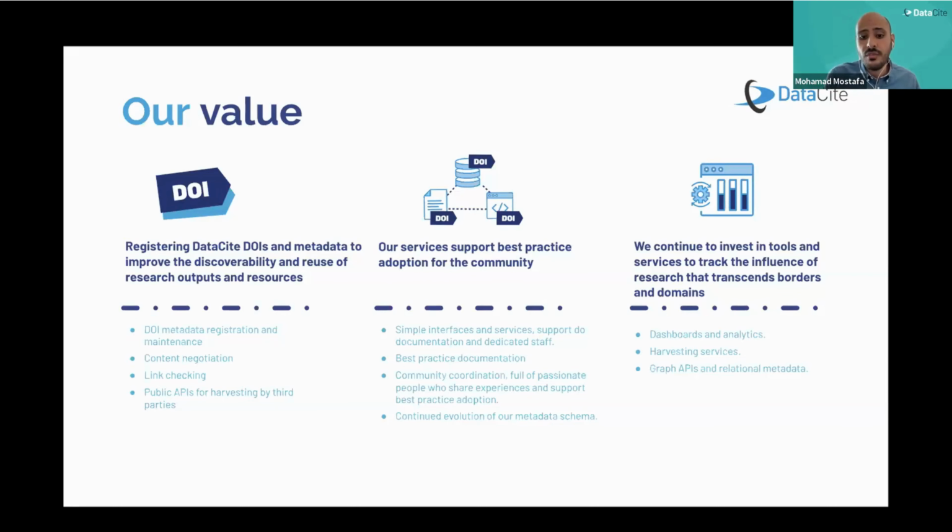So we have user-friendly systems and software that allow them to register their DOIs. We have detailed best practice documentation as well, and we work 100% with our community. We offer community coordination through our team, and we are always improving and developing our metadata schema. On top of that, we build tools and services that allow our members to track the impact and influence of their research, through our dashboard and analytics, our harvesting services, our graph APIs, and the relations between the different metadata that we are registering.